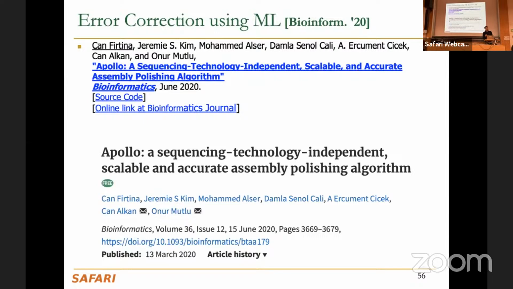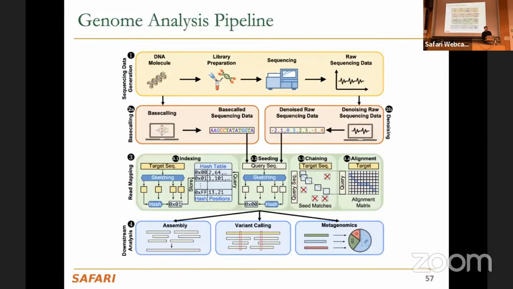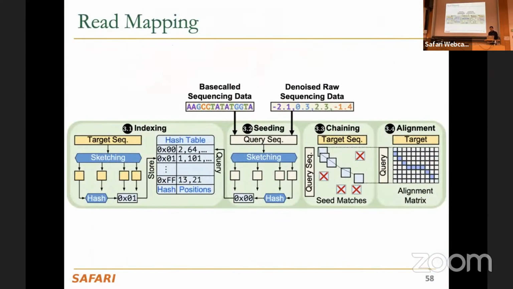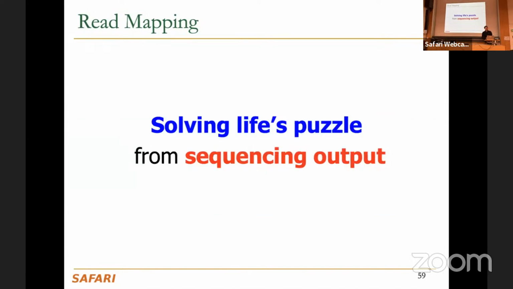There are also some errors in the sequencing data, so we use machine learning techniques to understand and correct these errors. This is basically how you prepare the sequencing data so that we can analyze it in the later step to identify the origin of the sequencing data and also to identify certain mutations and variations. We do this in a step that is called read mapping. Mainly, the aim of read mapping is to solve life's puzzle from the sequencing output.